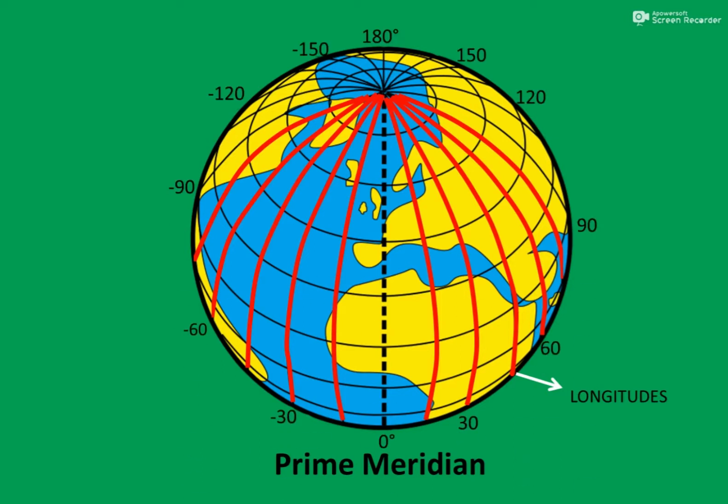So there are a total of 360 degree longitudes: 180 towards the east and 180 towards the west. Okay? The longitudes to the east of the prime meridian are indicated as degree E and the longitudes to the west of the prime meridian are indicated as degree W.